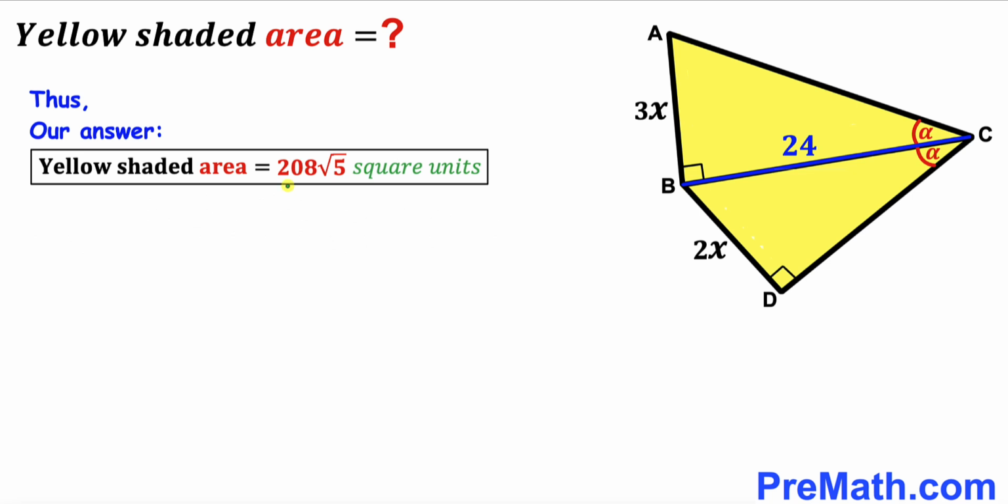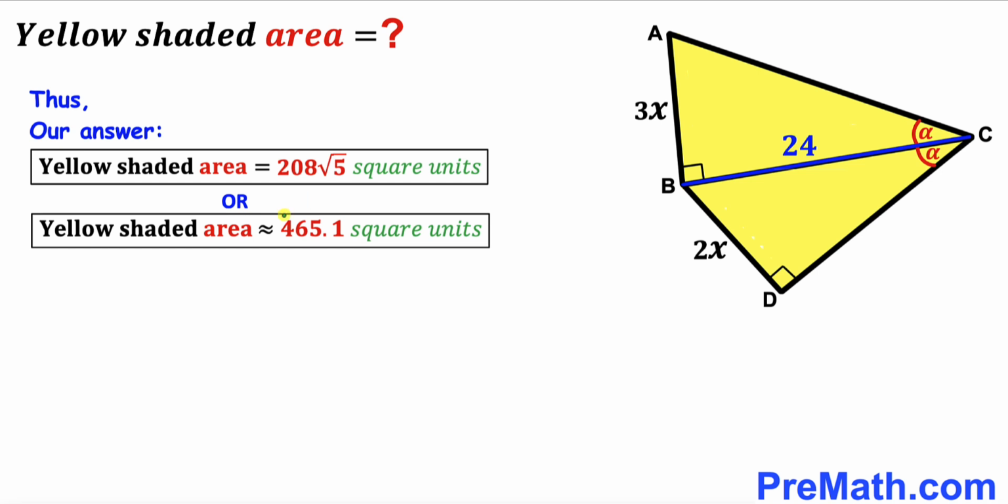So thus the area of this yellow shaded region turns out to be 208 times the square root of 5 square units. And that is going to be approximately equal to 465.1 square units as well.